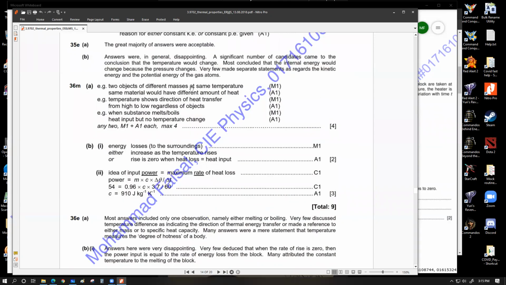Two objects of different mass at the same temperature is possible. For example, two objects of the same material would have different amounts of heat. Temperature shows the direction of heat transfer from high to low, regardless of the objects. When a substance melts or boils, there is heat input but no temperature change.